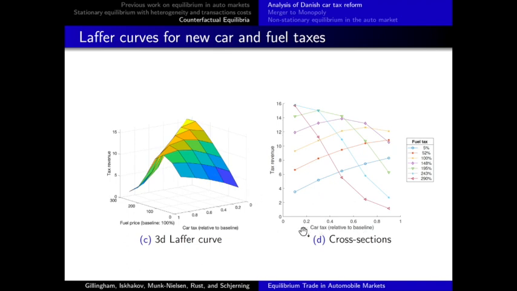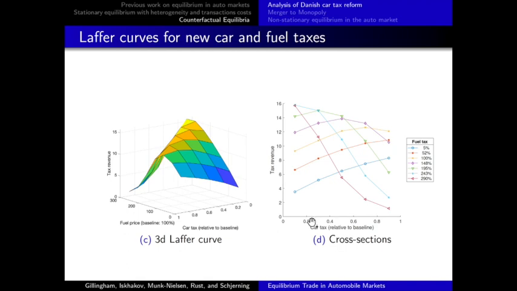If you look at the car tax here, this is the same data, broken down by different fuel taxes. Here you have a low fuel tax, and then a little bit higher fuel tax. The 100% is the fuel tax that we have in the baseline, right? As you increase the fuel tax, the top of the Laffer curve moves to the left. So that puts a limit on how much tax you can have relative to the baseline.